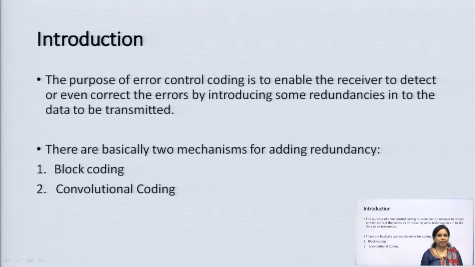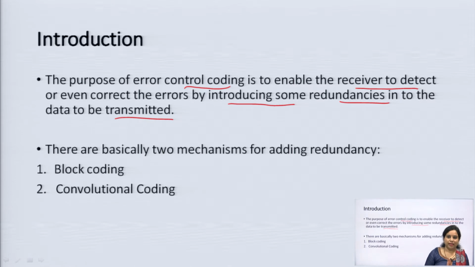Now, this is the introduction of error correction and detection. The purpose of error control coding is to enable the receiver to detect or even correct the errors by introducing some redundancies into the data which has to be transmitted. Whenever we are transmitting any sort of data, whether it is in the form of 1 and 0 or analog, you have to add redundant bits to the original data, and at the receiver side these bits will be checked to see whether an error has occurred or not. Whenever you see that an error has occurred, then either you discard that particular message, the original data, or you check those redundant bits and correct that error. So, there are two options available.